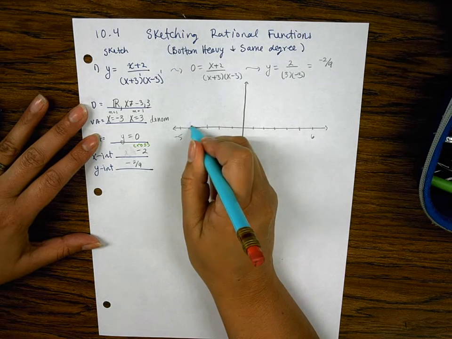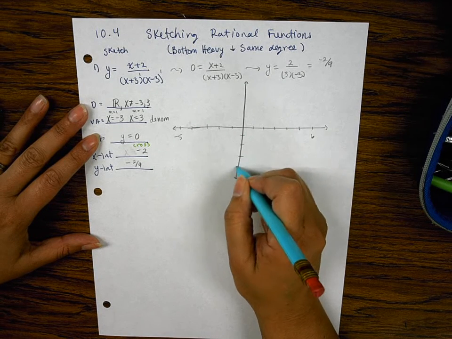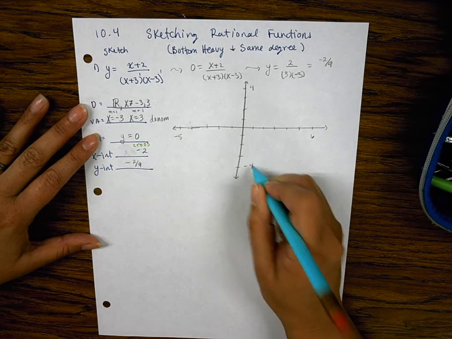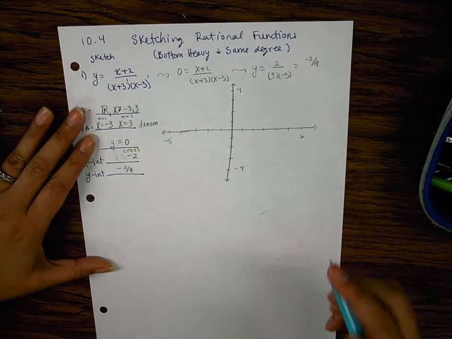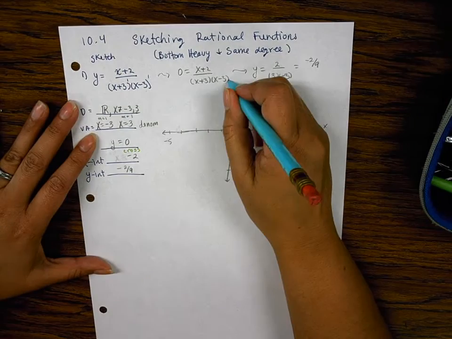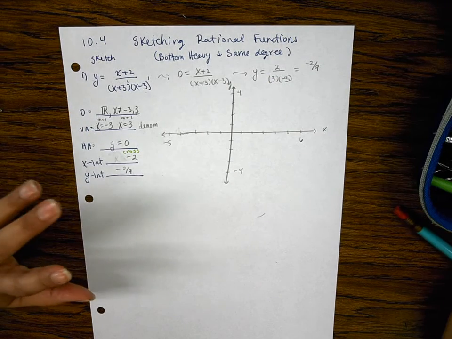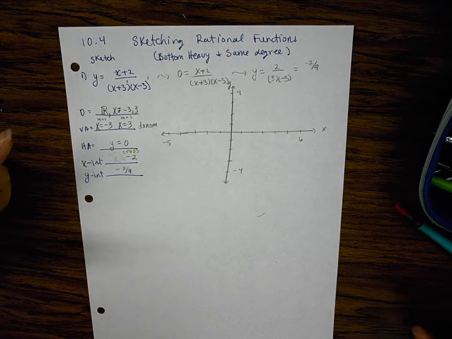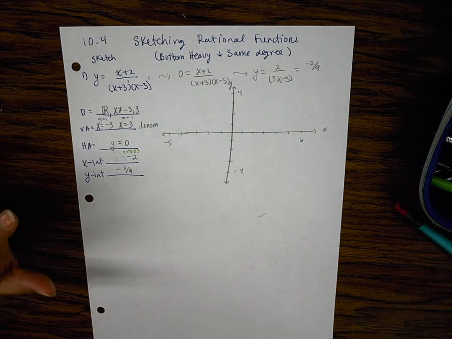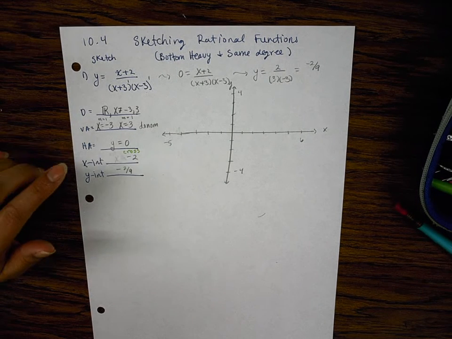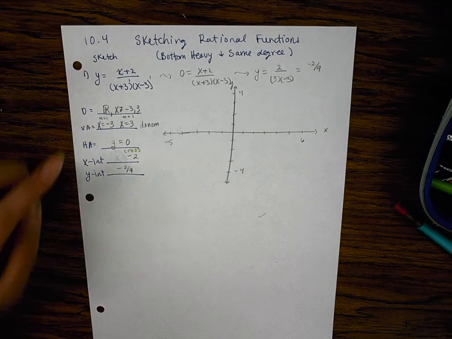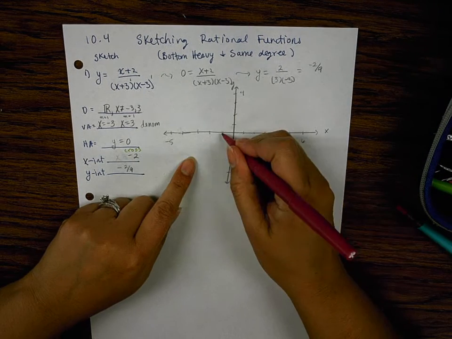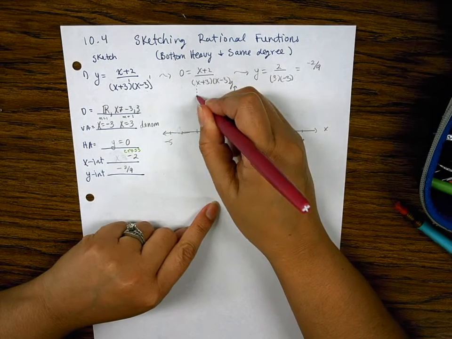All right. Okay, now we're going to start to plot and label some of our stuff. We don't plot the domain, that's just telling us what our domain is and whether we have a hole in our graph or not. But we are going to graph the vertical asymptotes. I have one at +3 and one at -3. 1, 2, 3. That's an asymptote.